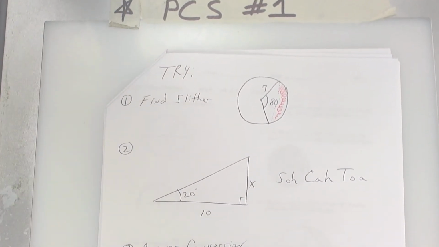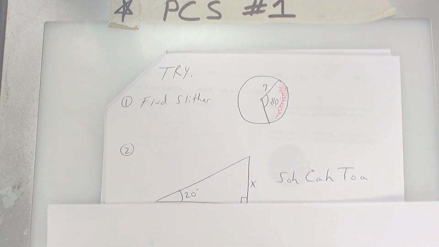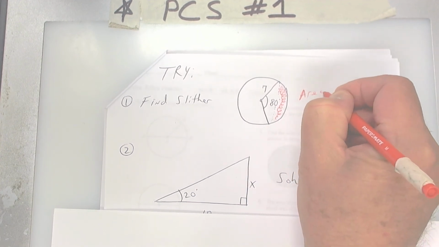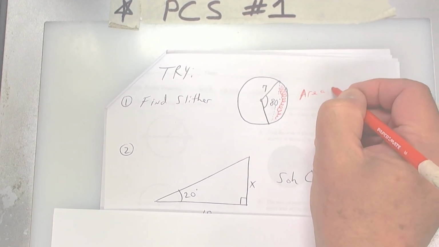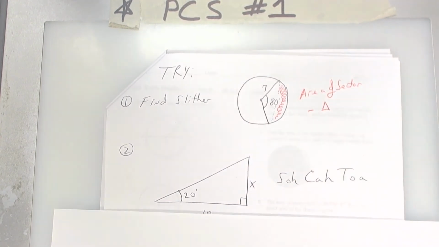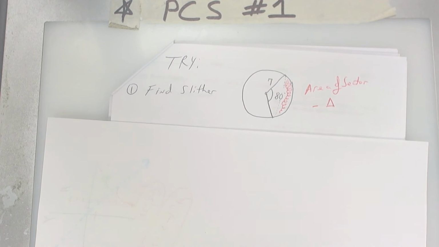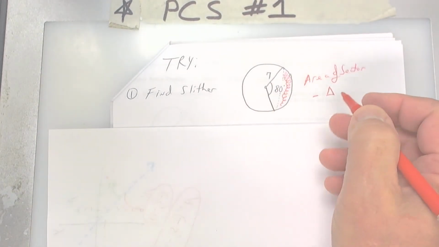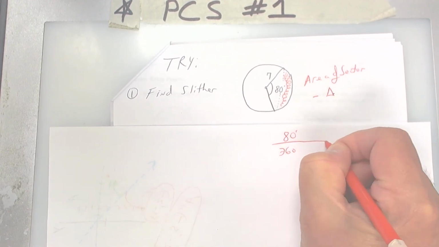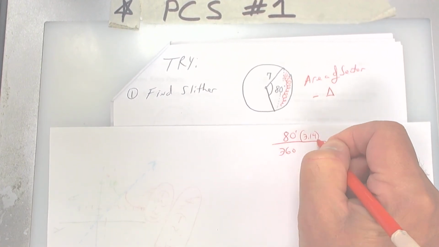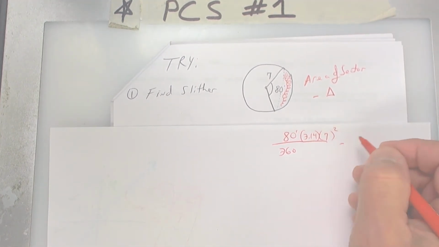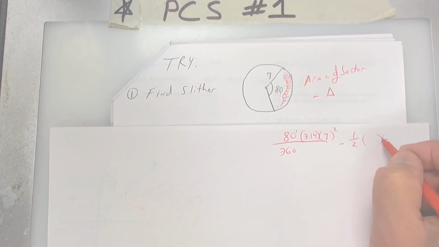Find the sliver. Do that right now. So what you have is you're going to have the area of the sector minus the triangle. Try that right now. All right, so the area of the sector is going to be 80 over 360 times pi times the radius squared, so 7 squared, minus 1/2 the base times the height.